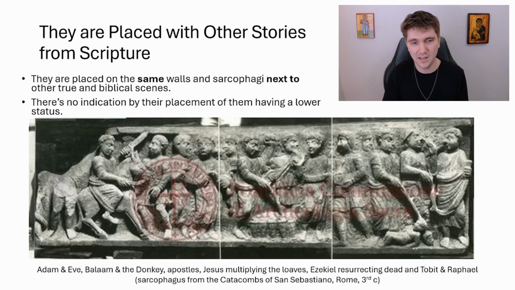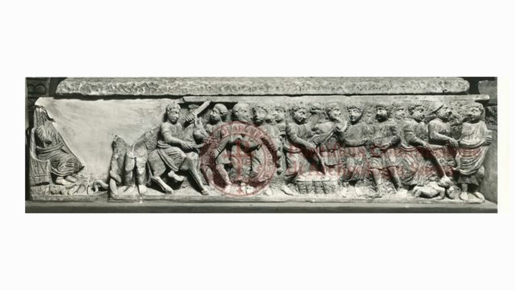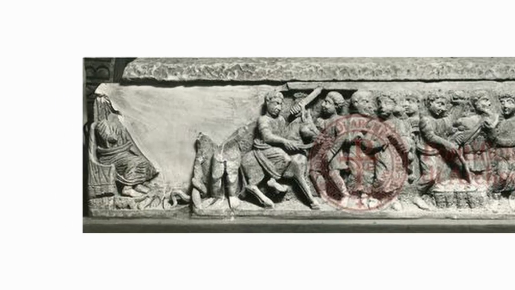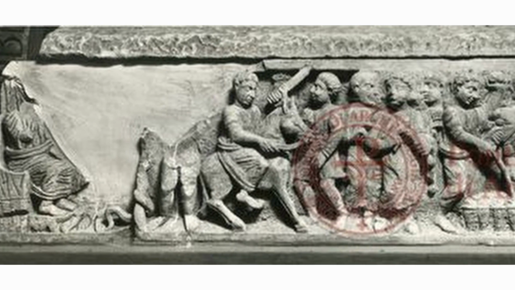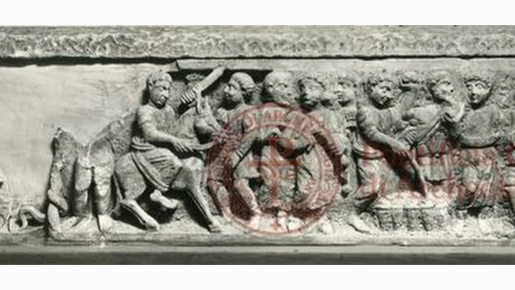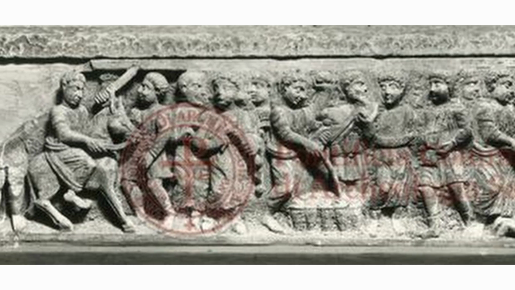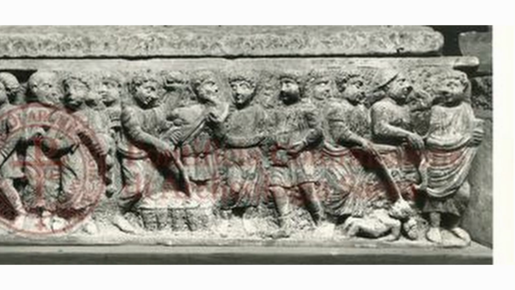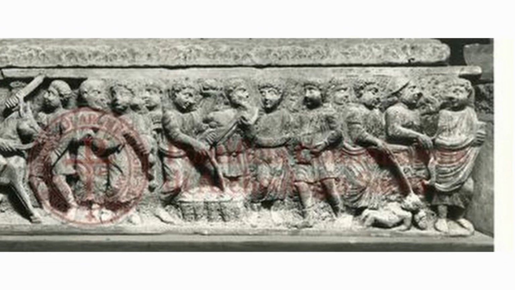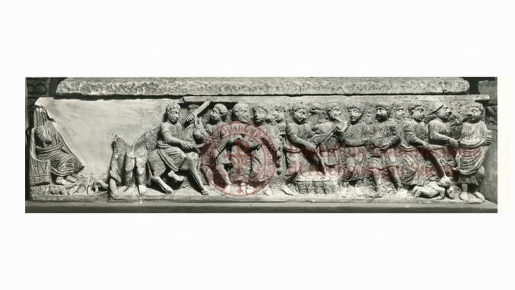So this example I have on the screen, this is a sarcophagus from the catacombs of San Sebastiano in Rome. This dates to the 3rd century. And on this sarcophagus are scenes of Adam and Eve, Balaam and the donkey. There are apostles. Jesus is on here multiplying the loaves and fishes. We have Ezekiel resurrecting the dead. And there on the far right is Tobit with the fish and the angel Raphael. So the story of Tobit here is placed alongside these other biblical stories as if it were a biblical story.